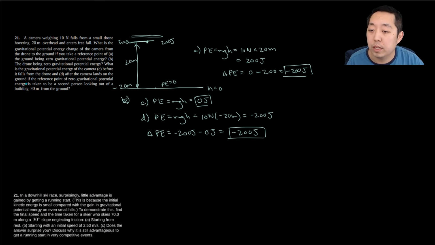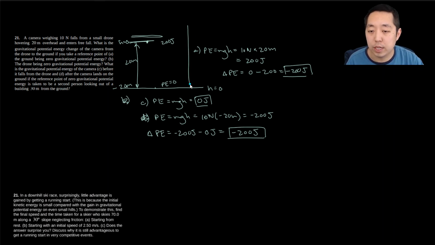Okay, after the camera lands, what is the gravity of the camera before it falls from the drone? That's 0. And D, after the camera lands on the ground, if the reference point of 0 gravitational potential is taken by a second person looking out of the building 30 meters from the ground.